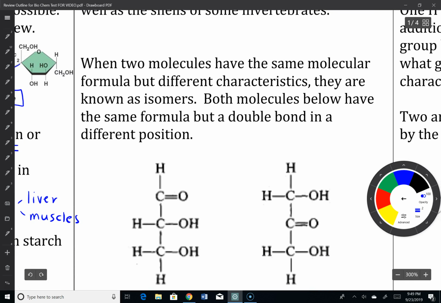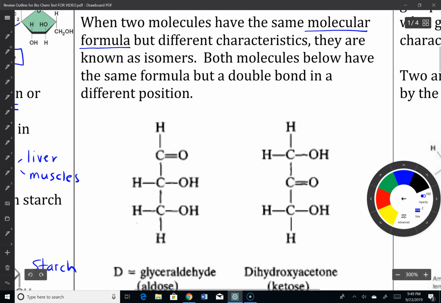So here is the isomer again. We said that isomers have the same molecular formula. In this case, this is a 3-carbon sugar. But because the orientation is different, these are called isomers.